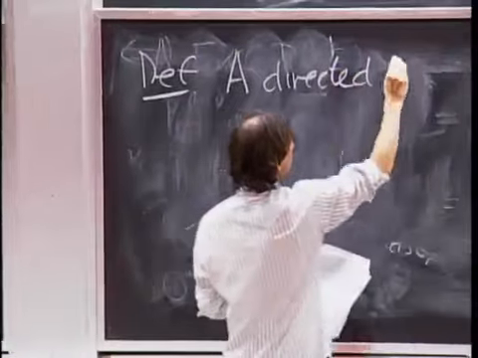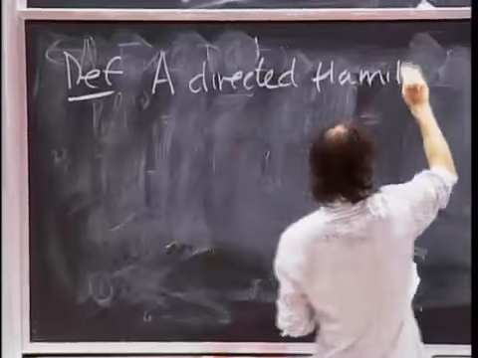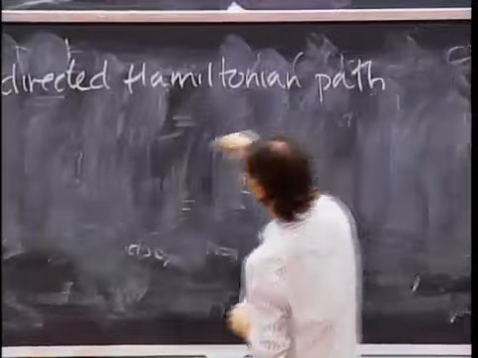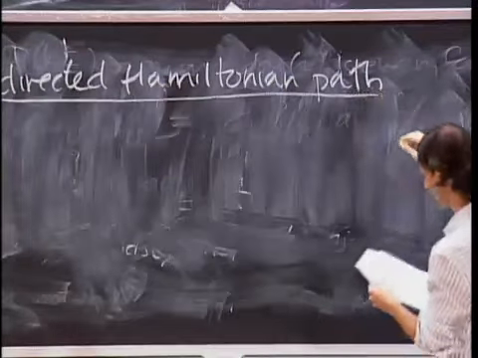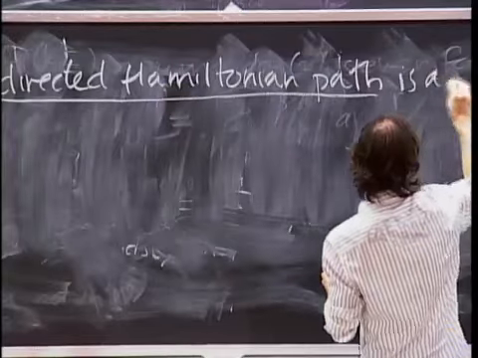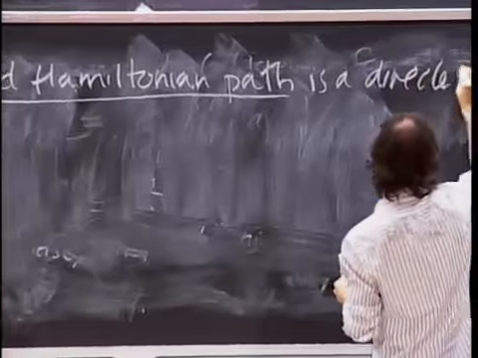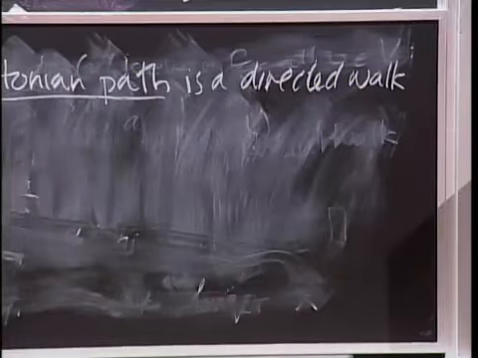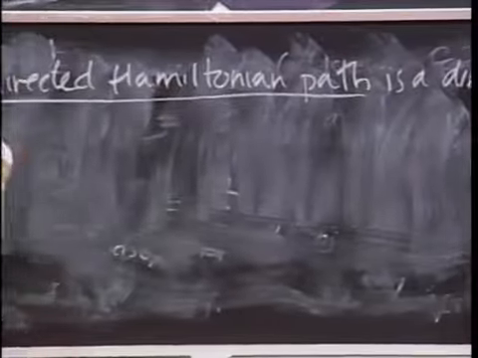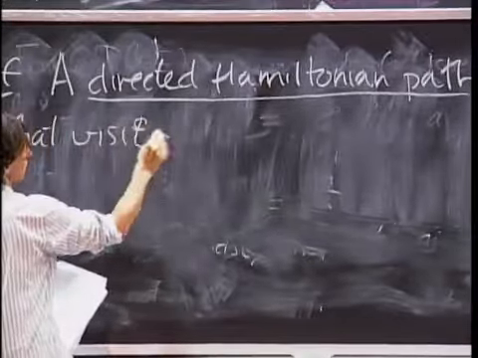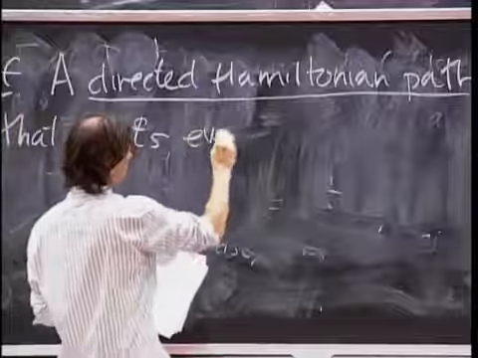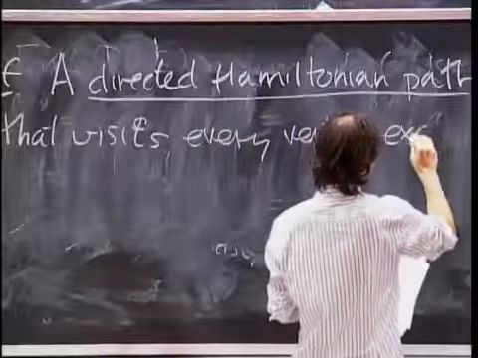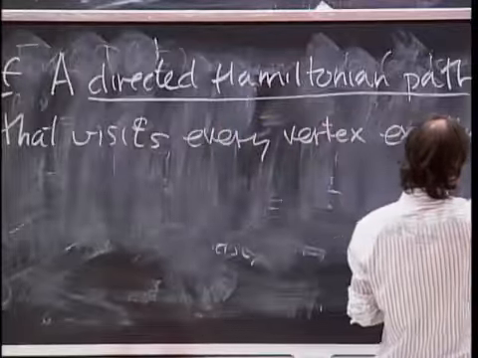A directed Hamiltonian path is a directed walk that visits every vertex exactly once.